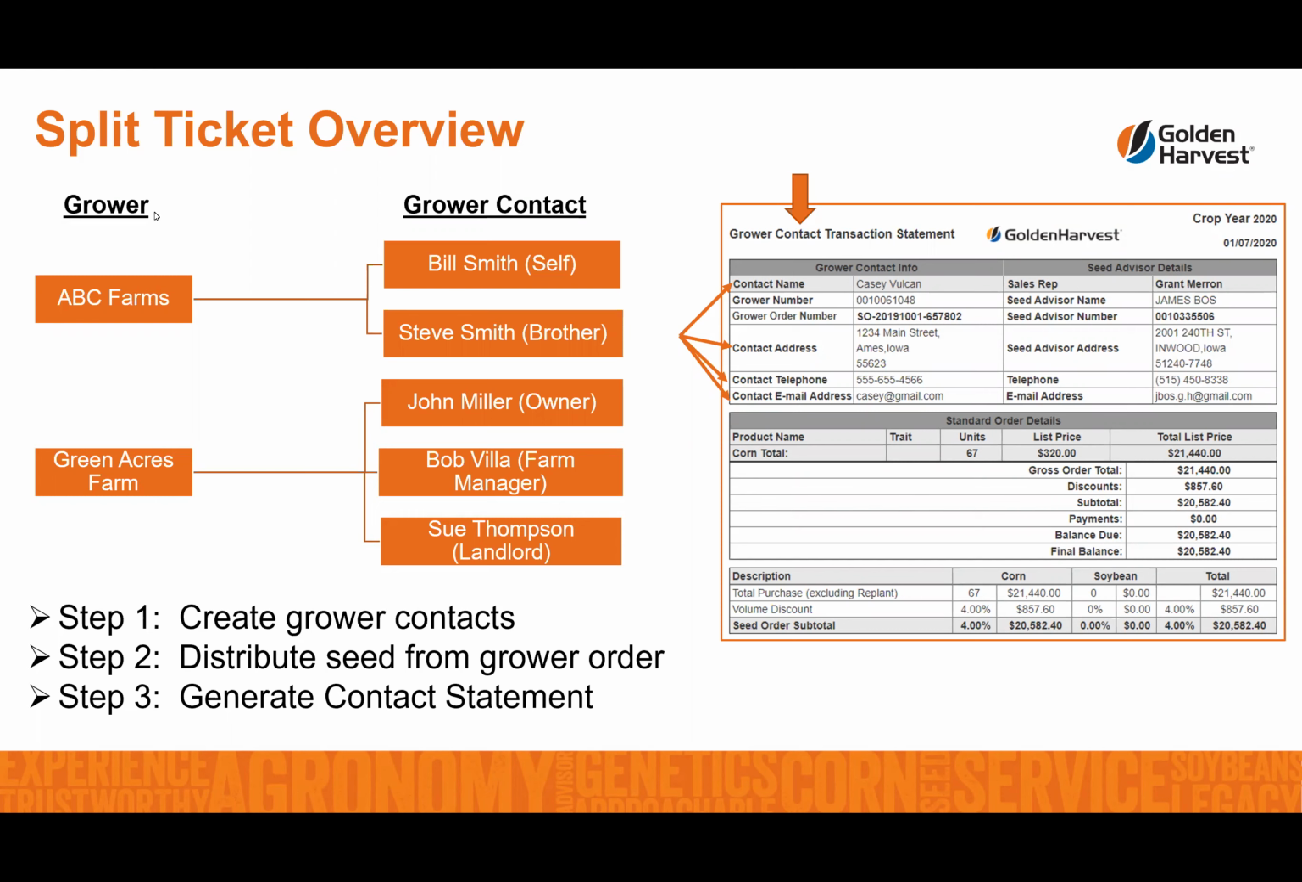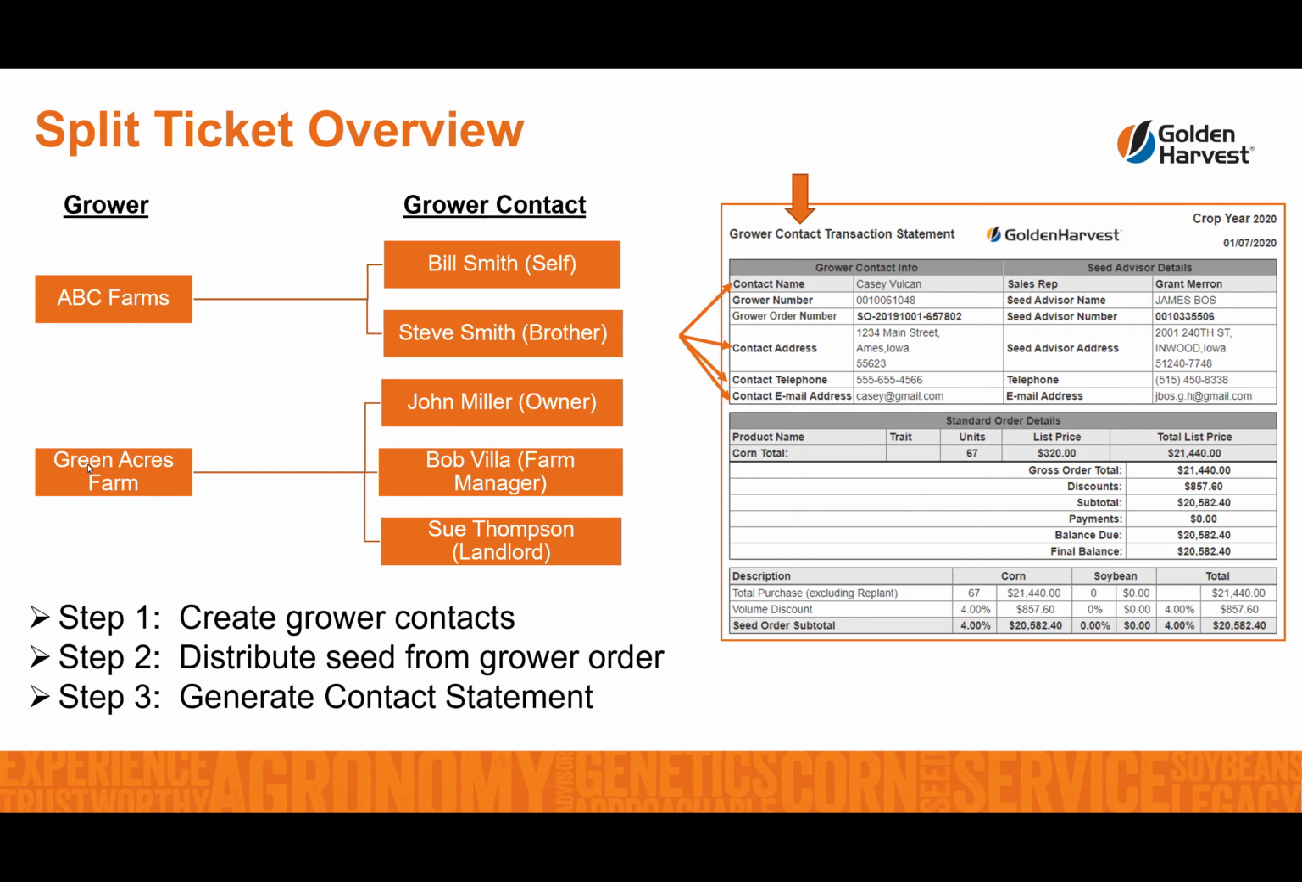Split ticket functionality is taking a grower account, and if you have the need to be able to split the grower bill between two different or three different or however many different contacts you want at the grower level. So in this situation, you've got ABC Farms that has two brothers that share that farm, and so you would want to split that between Bill and Steve Smith because they're sharing that grower account.